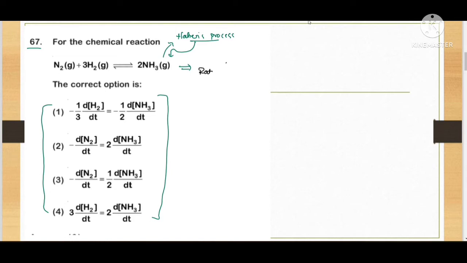The rate of reaction equal to minus of d of concentration of N2 by dt. That means a change in concentration with respect to time. Here the negative sign indicates that nitrogen is consumed to produce ammonia. The negative sign is present for reactant molecules.